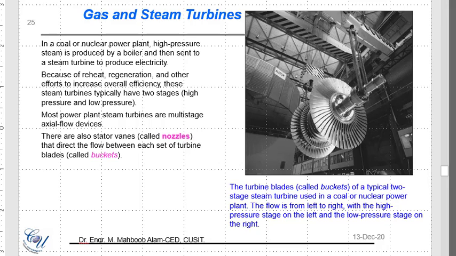The gas and steam turbines work the same. They have the same nozzles, the blades, the buckets, each and everything is the same. The only thing that is different is the fluid. So just go through the text that is mentioned here in the slides.